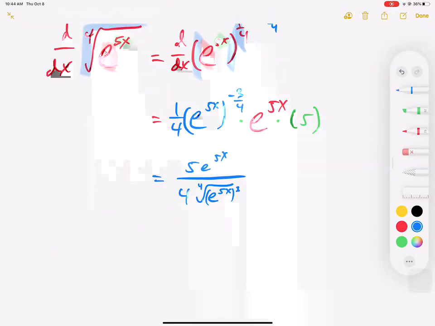Okay. Now, you can actually simplify this. If you guys remember algebra 2, you could simplify it right here if you wanted to.